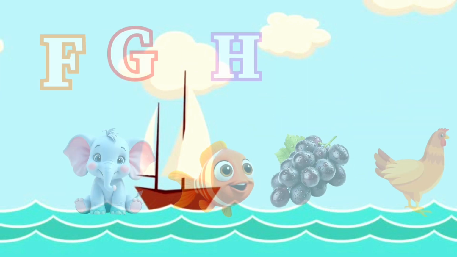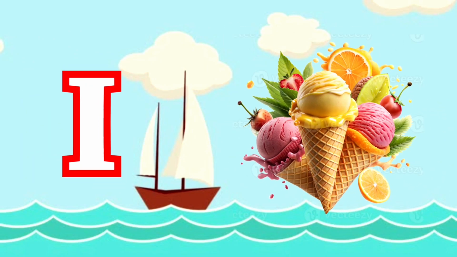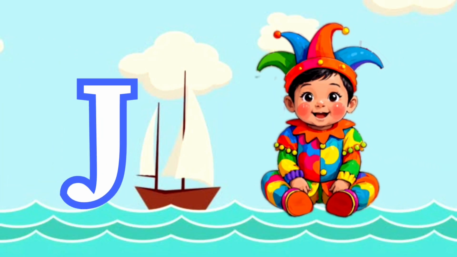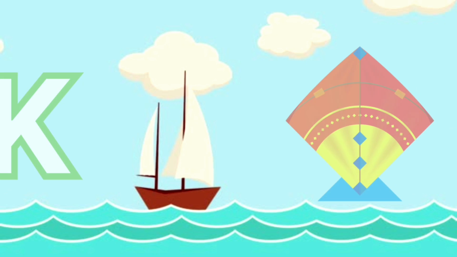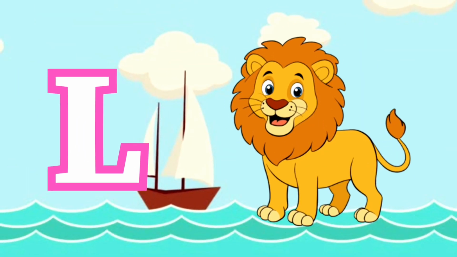I is for ice cream. J is for jump. K for kite. L for lion. M is for moon. N for net. P is for pet.